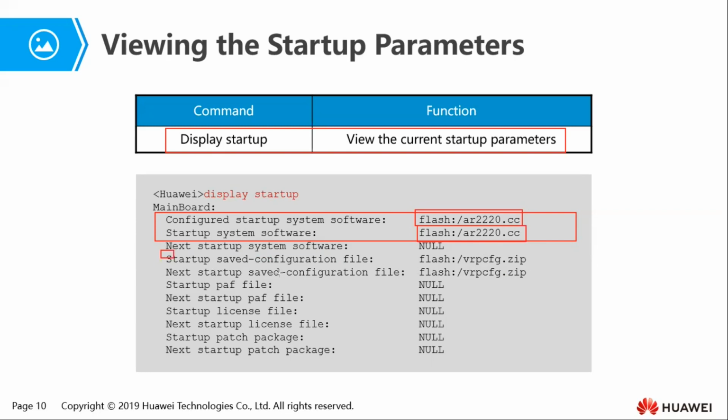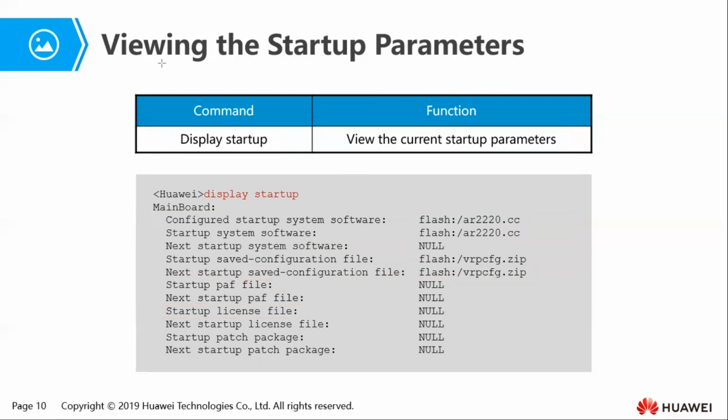You can also get things like the startup saved configuration file, where it is and its name, and also the next startup saved configuration file. So you can also configure a different file to be used during the next startup, as we are going to see in a short while. Other information you can see here, for example, are the license files that you've configured to be used, patch files for updating, and so on and so forth.